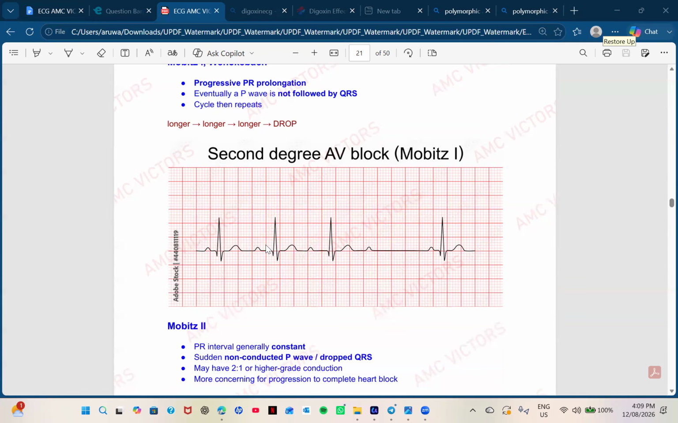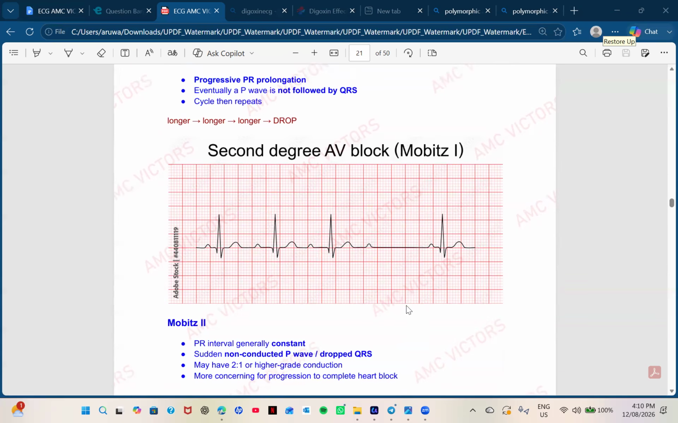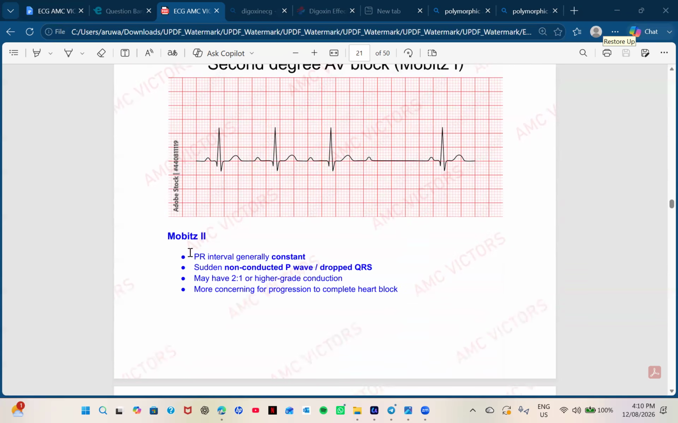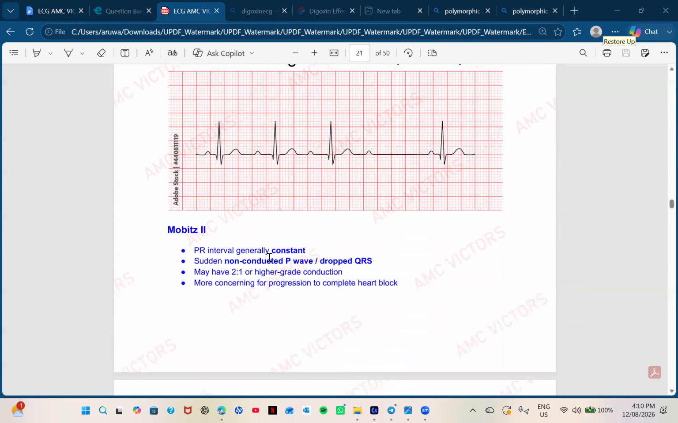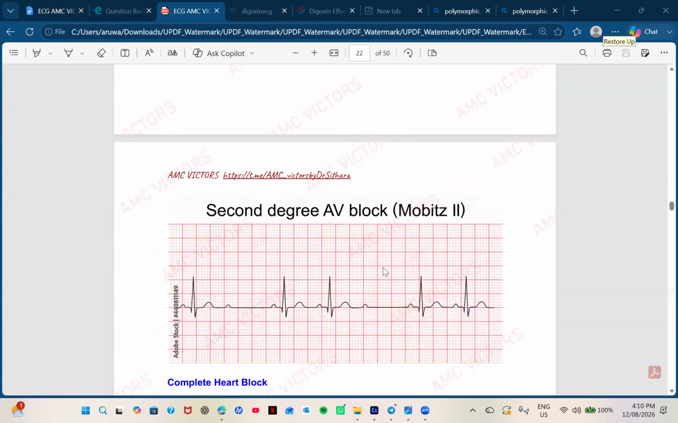This area is smaller than this area, right? Here you can see it's very small. Here it increases, here again it increases more than this one, then the drop happens, right? Till the drop, the PR is increasing. So Mobitz 2, the PR interval is generally constant here. That means here also it's second degree AV block.